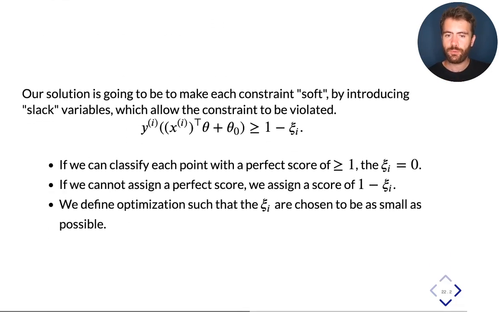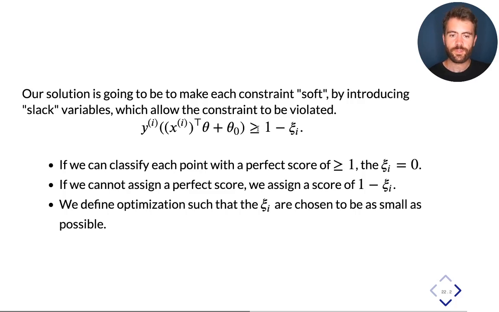The way that we're going to do this is fairly simple. We are simply going to allow this constraint to be violated by some small number for a small number of data points. And we're going to introduce a new variable called xi here, which is going to be the degree to which this constraint is violated.